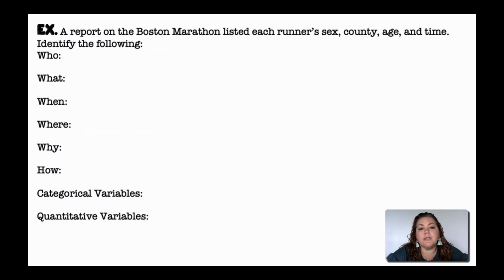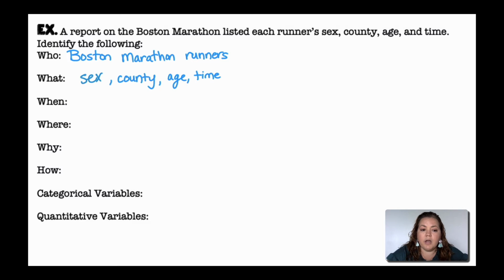All right, another example. A report on the Boston Marathon listed each runner's sex, country, age, and time. Identify the following. The who would be Boston Marathon runners. What are the variables that we're measuring? Sex, country, age, and time. When was not specified; we don't know. Where would be Boston, Massachusetts.